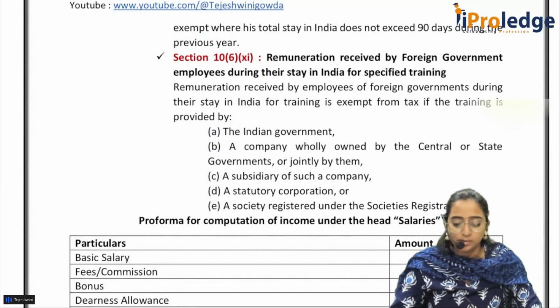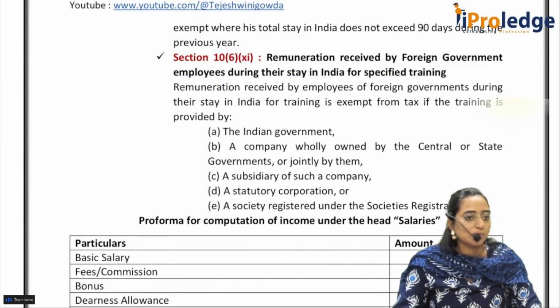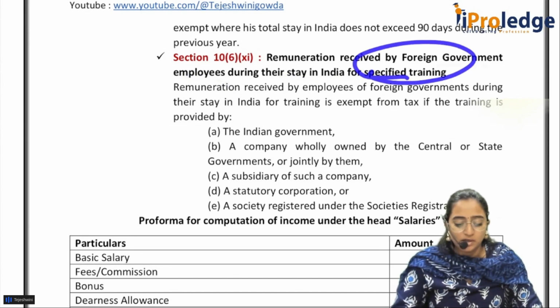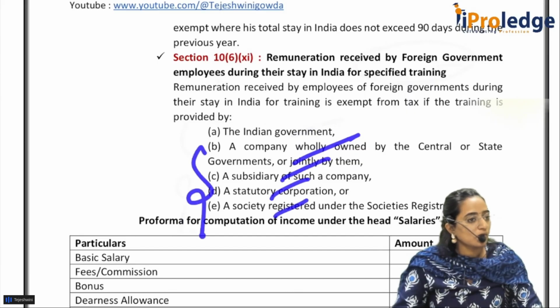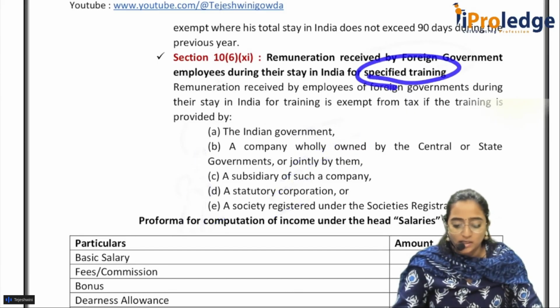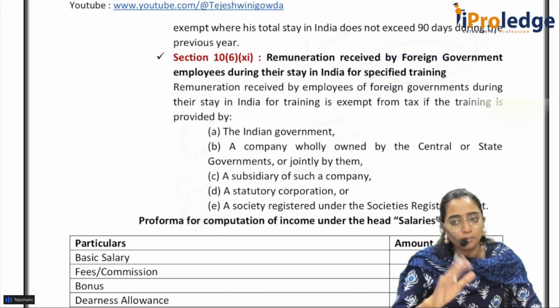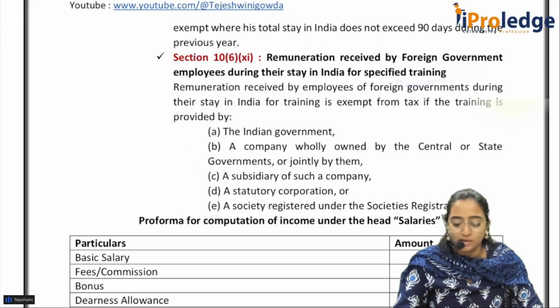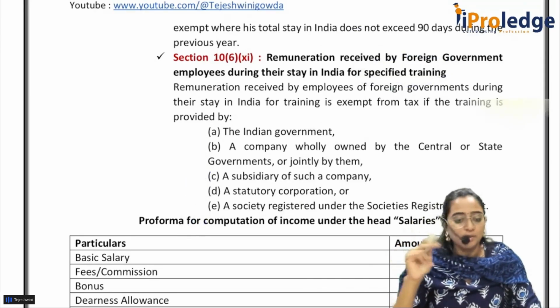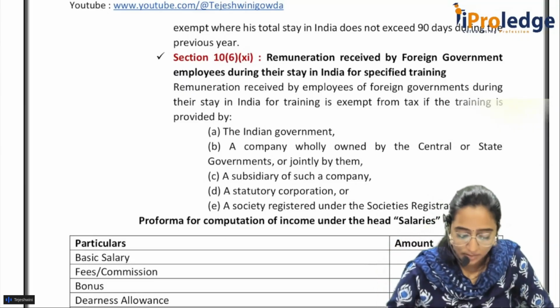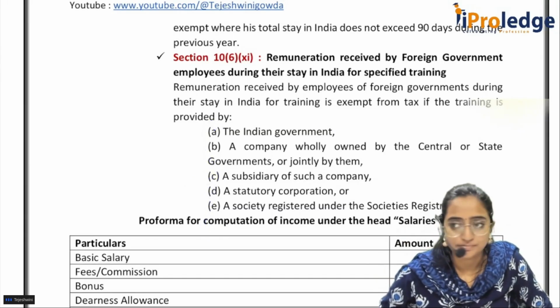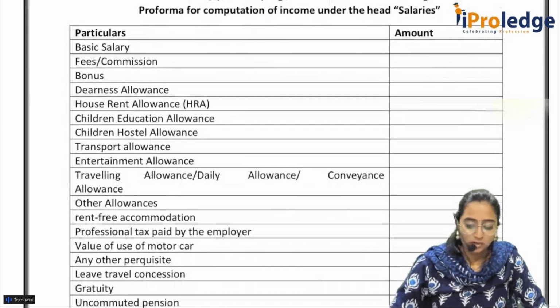10.6 clause 11 speaks about remuneration received by foreign government employees during their stay in India for specified training. Specified training should be given by the Indian government, that is central government or state government. Basically, government authorities and government entities should give the specified training. Then the remuneration received by the foreign government employees from their government is exempted in India, provided the training has been taken from the government only. Clear everyone? Provided the government is the only one providing the services.